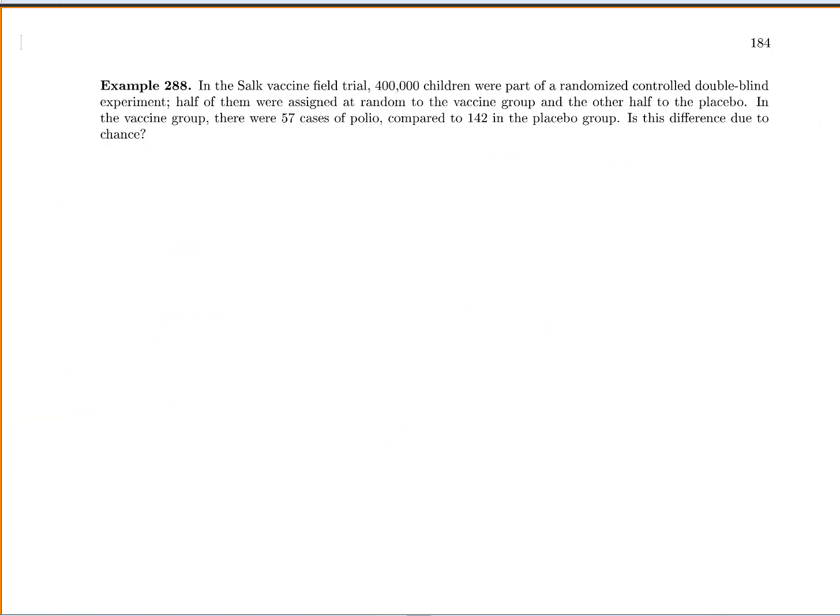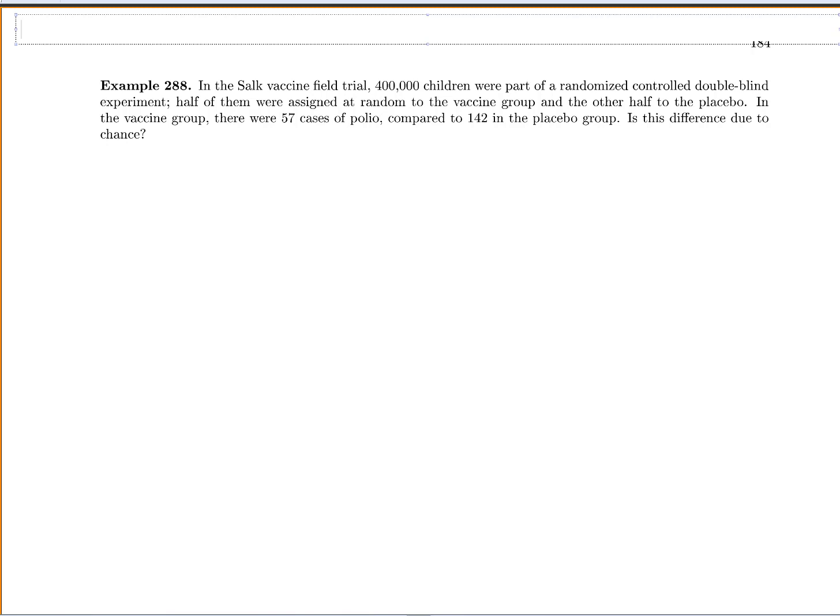Okay, next example. In the Salk vaccine field trial, which is mentioned multiple times in our textbook, there were 400,000 children that were part of a randomized controlled double-blind experiment. Half of them were assigned at random to the vaccine group and the other half to the placebo. In the vaccine group, there were 57 cases of polio compared to 142 in the placebo group. Is this difference due to chance?